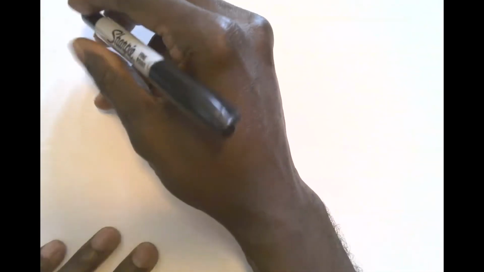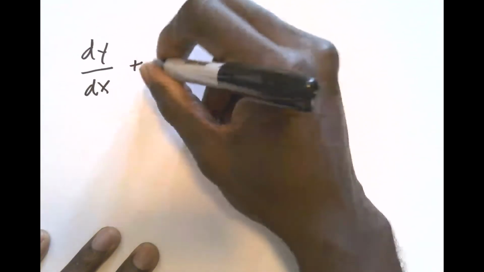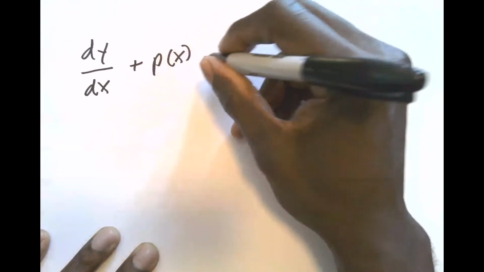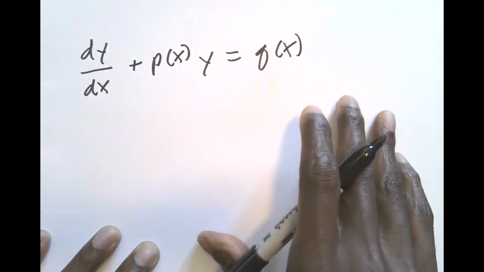All right, so we're starting to get to the good stuff in this differential equations course. So let's first outline what a first order linear differential equation looks like. A first order linear differential equation will be of the following form: dy/dx + p(x) y = q(x).